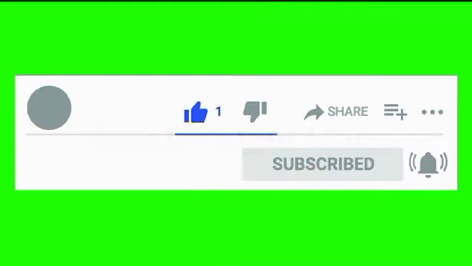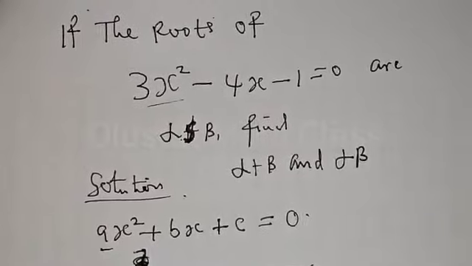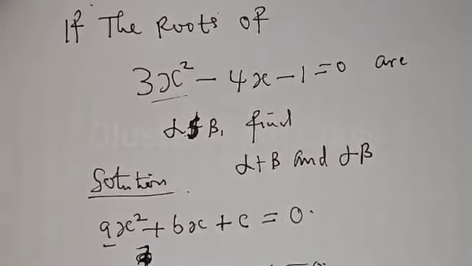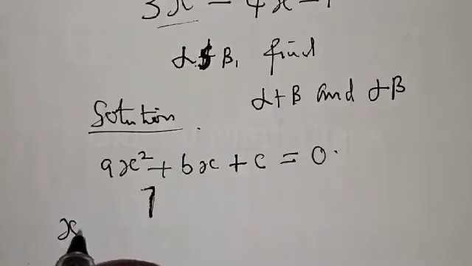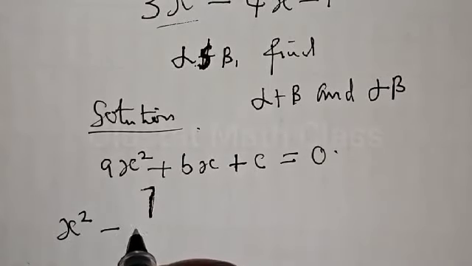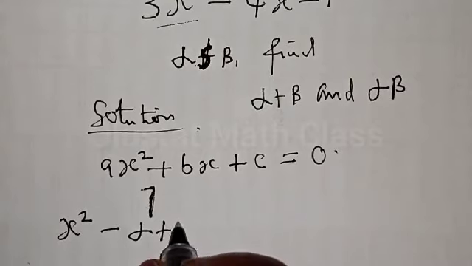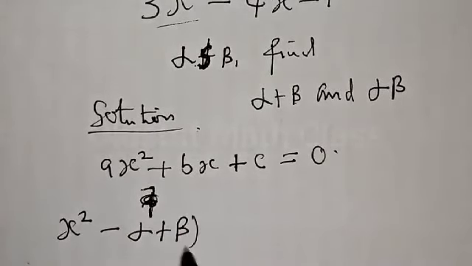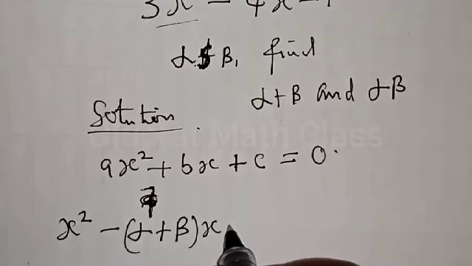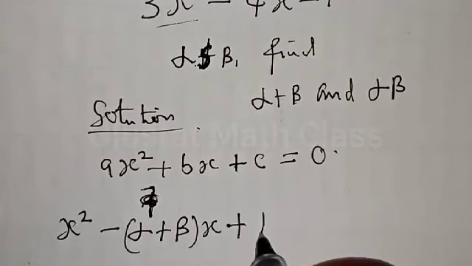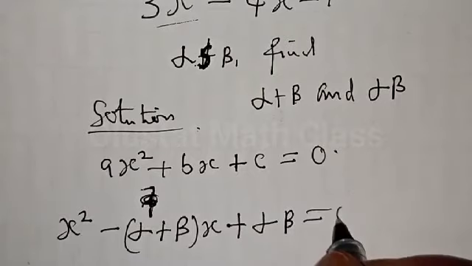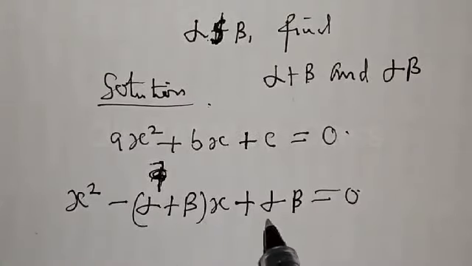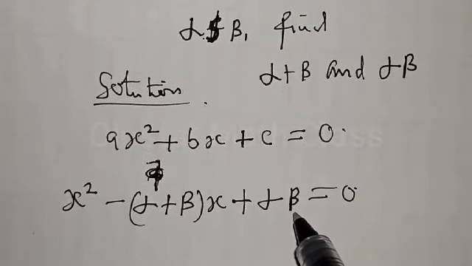Solution. We have the quadratic equation in standard form: as squared plus bs plus c is equal to 0. That is s squared minus (alpha plus beta) into s plus alpha beta equal to 0, where alpha plus beta is the sum of the roots and alpha beta is the product of the roots.